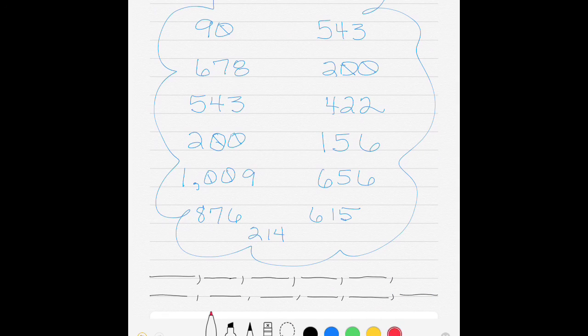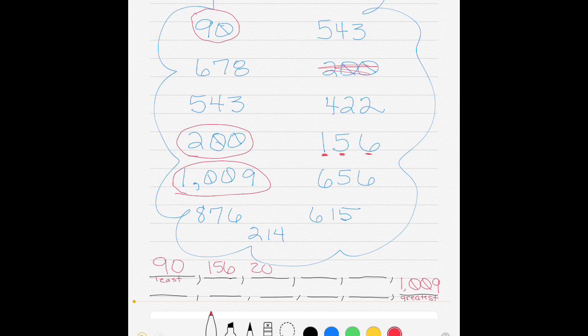Now I will sort my numbers from least to greatest, starting with this 2-digit number. The number 90 is the least. 1009 is the greatest. It is a 4-digit number. After that, now 156, then 200. I have two 200s, so I'll scratch one off. No need to double up.